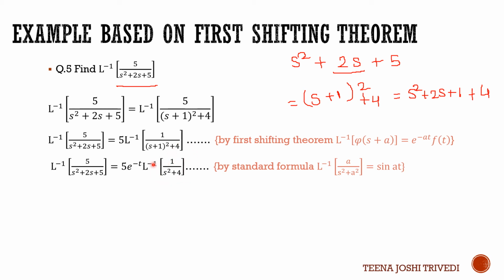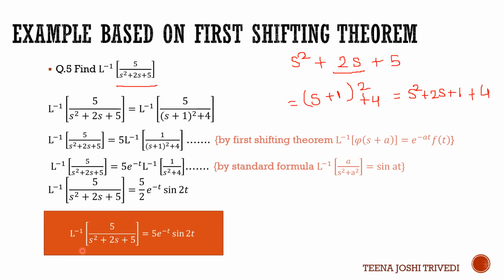Now it is the standard formula of sine, that is Laplace inverse of a upon s square plus a square, which is equal to sine at. So here we have 1 upon s square plus a square, so we will write 1 upon a sine at, which means sine 2t divided by 2. So this will be our final answer: Laplace inverse of 5 upon s square plus 2s plus 5 will be 5 over 2 e raised to power minus t sine 2t. First of all we have to convert this term into a perfect square. Then we apply the first shifting theorem in inverse Laplace transformation, and then we apply the standard formula of sine.